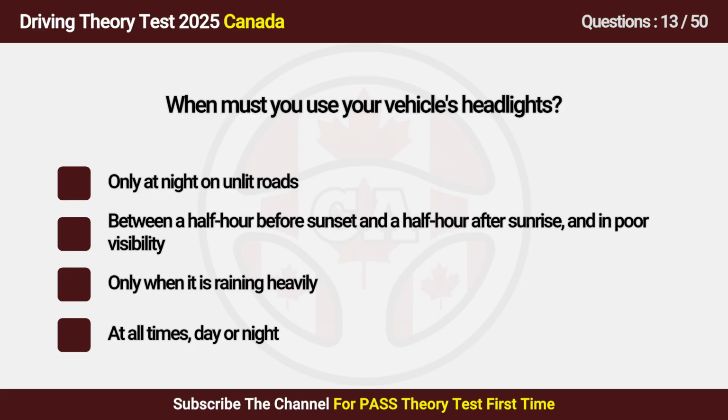Question 13. When must you use your vehicle's headlights? A. Only at night on unlit roads. B. Between half an hour before sunset and half an hour after sunrise and in poor visibility. C. Only when it is raining heavily. D. At all times, day or night.